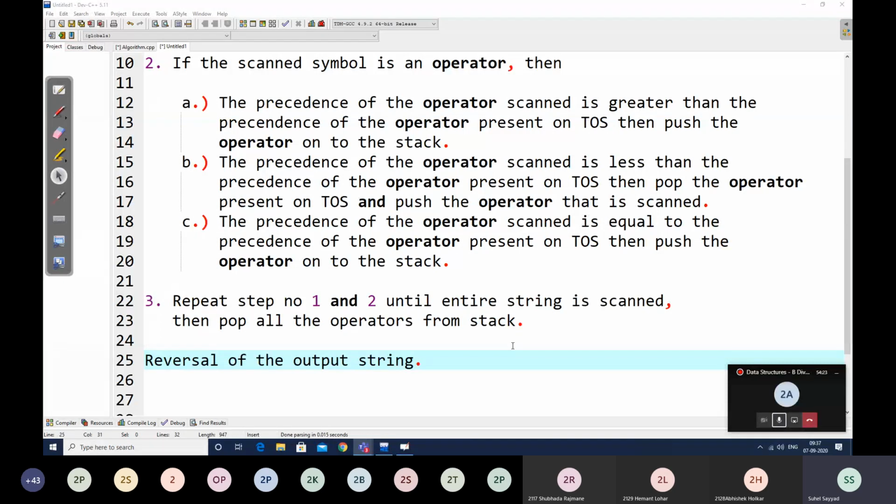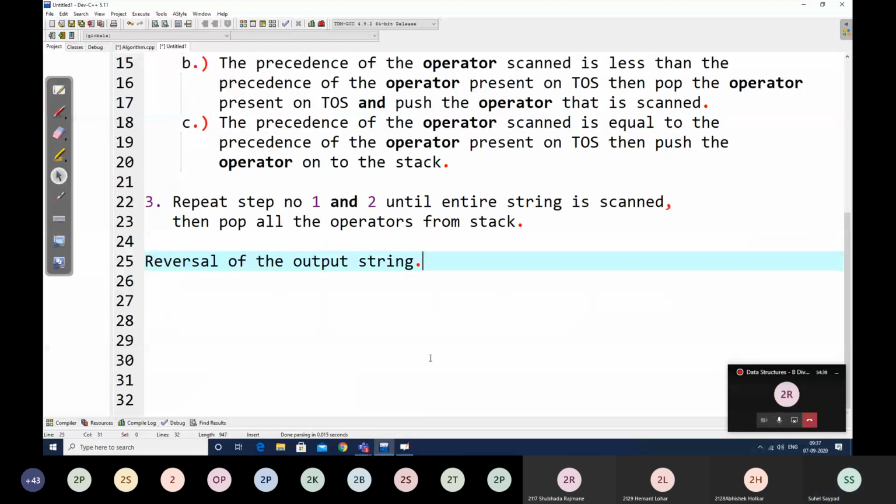We were discussing the steps to convert infix to prefix. So once the entire string is completed, then we are going to pop all the remaining operators from our stack and that will go in the output string. Now whatever answer you get, again you are going to perform reversal of that answer. This will be our final step. So let us see this with the help of an example. Our example is a plus b minus c multiplied by d divided by e.